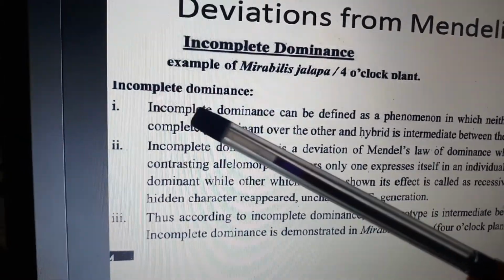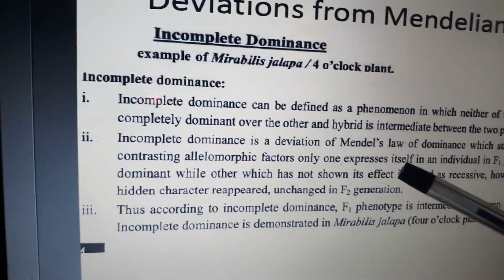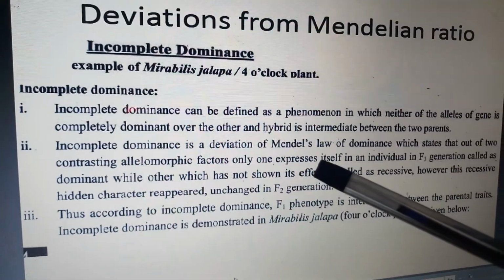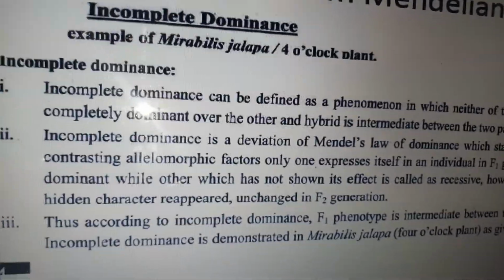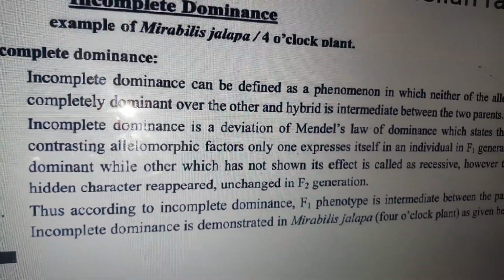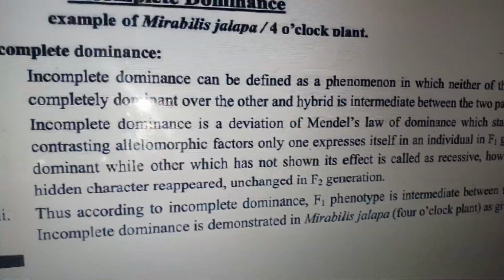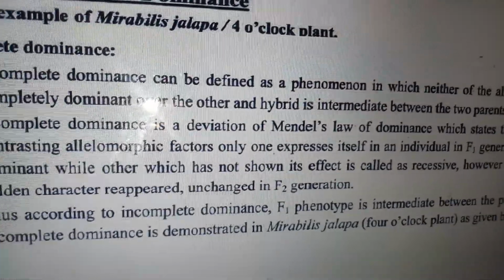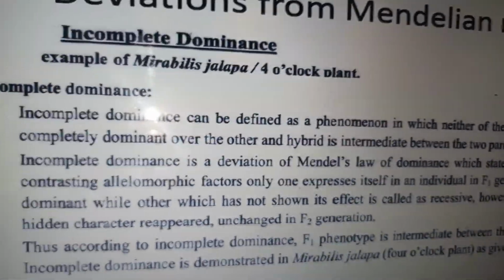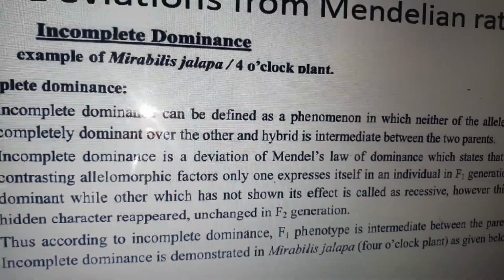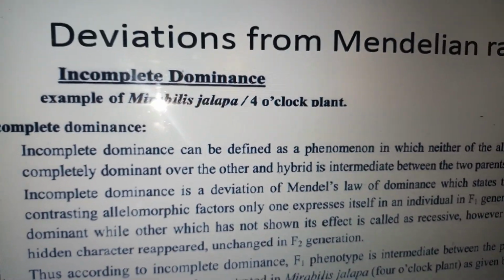So let us see what incomplete dominance is. Incomplete dominance can be defined as a phenomenon in which neither of the alleles of a gene is completely dominant over the other, and the hybrid is intermediate between the two parents.